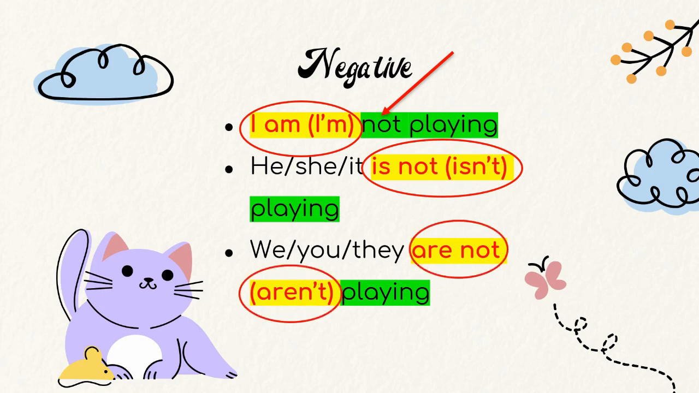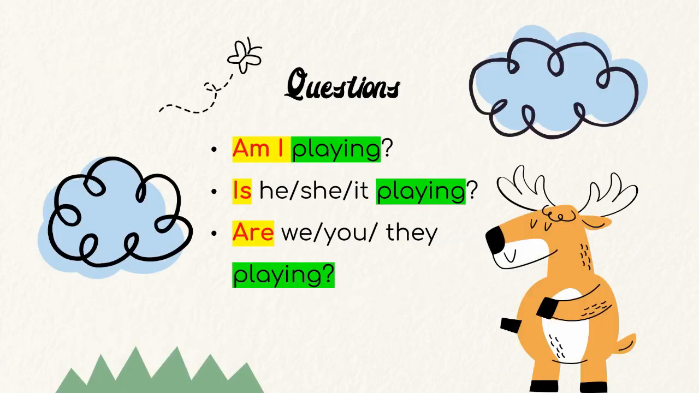We are not playing. We aren't playing. So we, you, they are not playing, aren't playing. It's the same. Aren't and are not are the same. Aren't is just the short form of are not.